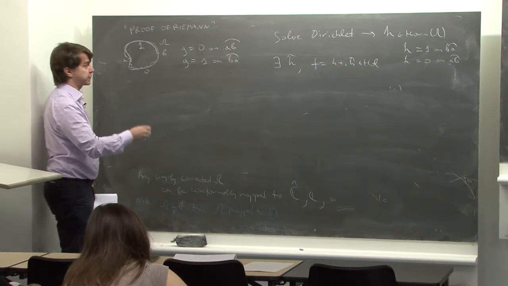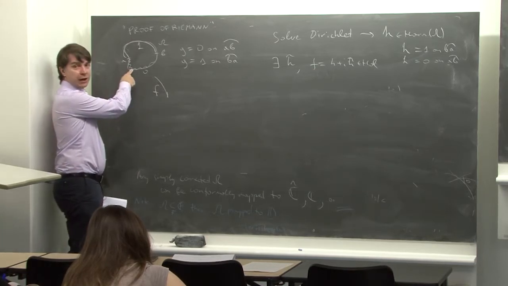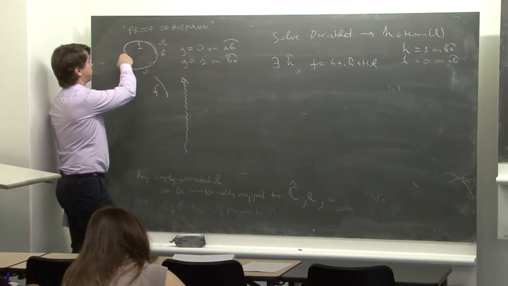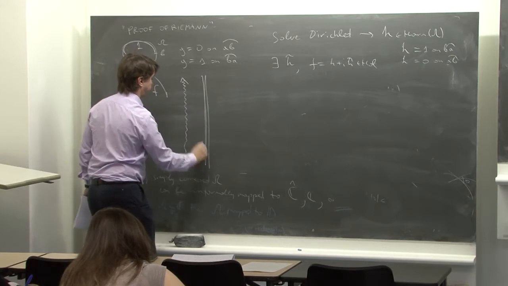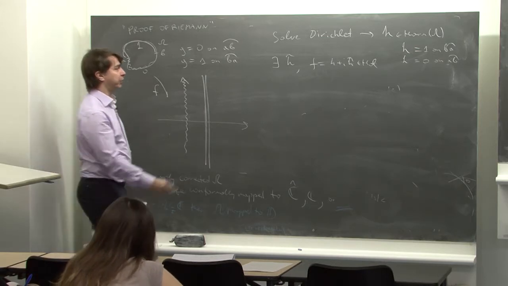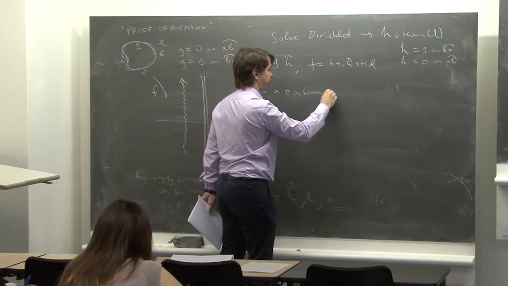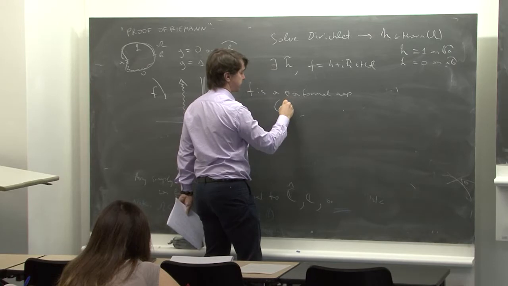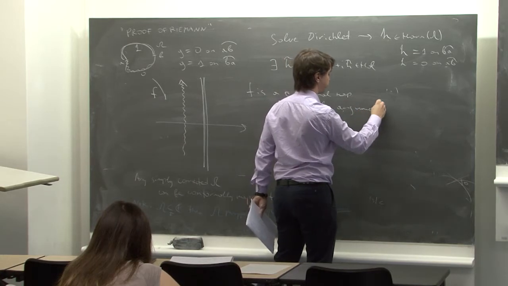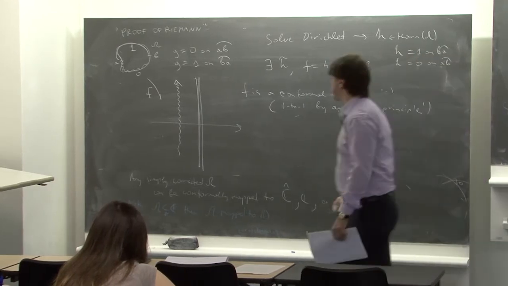Now, what happens with this function f? The function f has real part 0 on this arc. So this arc is mapped to the vertical line, just the vertical axis, and real part 1 on this arc. So those are the boundary values. Now what I claim is, f is a conformal map. Why? Because it is 1 to 1 by the argument principle.